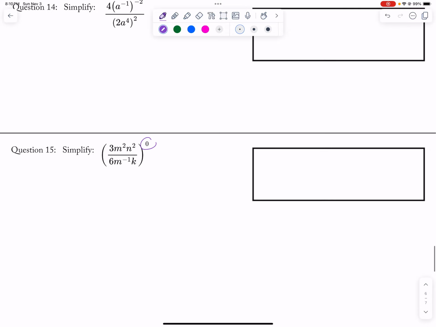And then the last one, everything to the 0 power is equal to 1. And that's it for all the odd number questions.